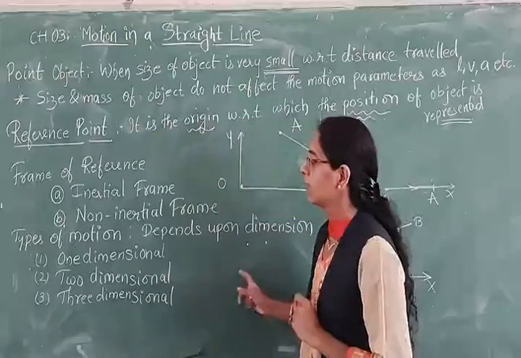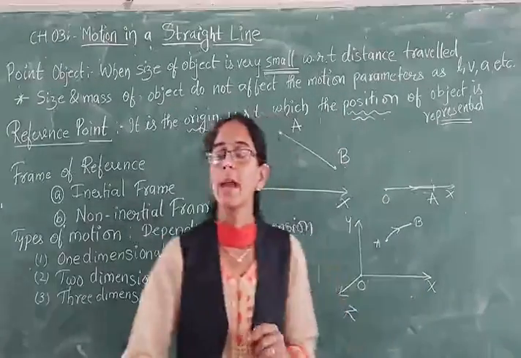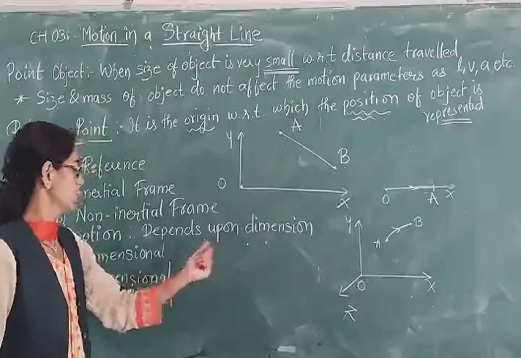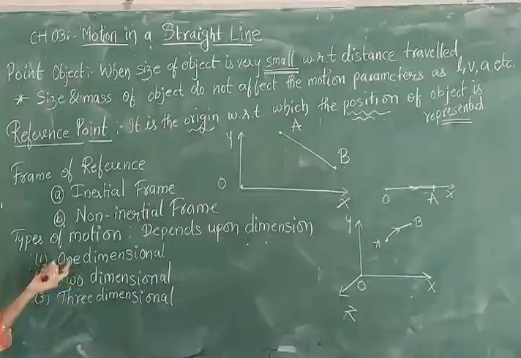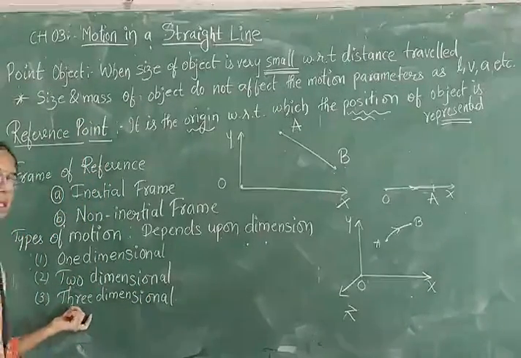So we have just seen that depending upon the dimension of motion, we have three types. One is one-dimensional, two-dimensional and three-dimensional.